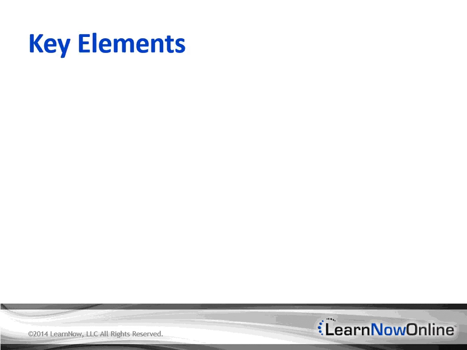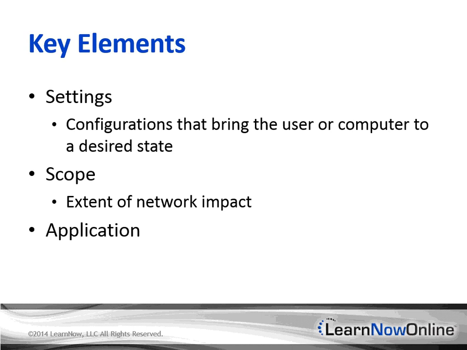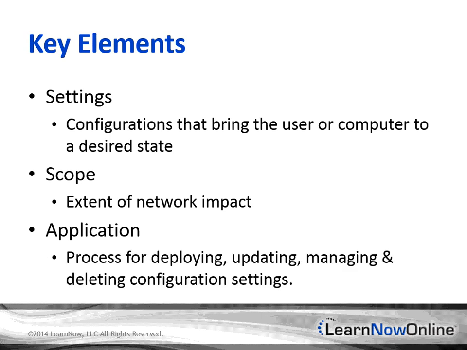There are three key elements of configuration management. The first is settings, and these are configurations that bring the user or computer to a desired state. Then there's the scope, which is the extent to which you want a configuration change to impact the network. And finally, there's the application, which is the process for deploying, updating, managing, and deleting configuration settings.